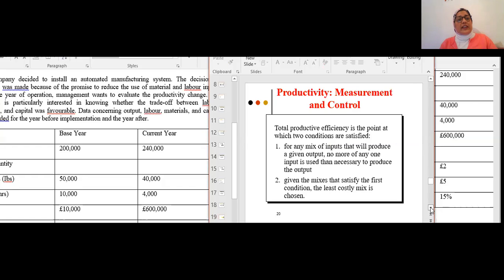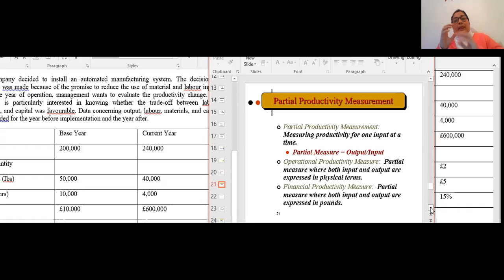Total productivity efficiency is the point at which two conditions are satisfied. There is a mix of inputs, again material, labor, energy, whatever, that will produce a specific output, and no more of any one input is used than necessary to produce the output. Of course, if you use more material or more energy, this will affect the output negatively. Given the mix, that's the first condition.